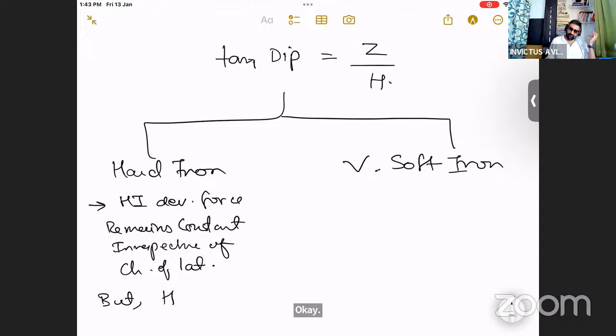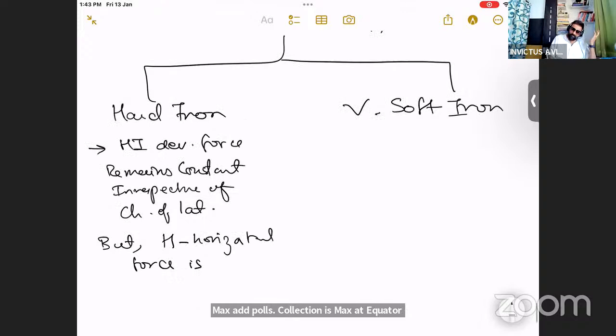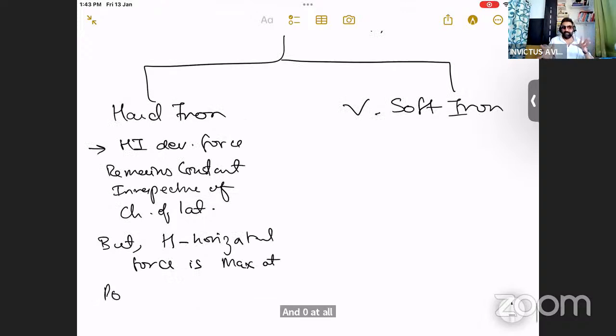H, that is horizontal force, okay, not the hard iron magnetism. Horizontal force is max at the equator, correction, and zero at the poles. So this has to impact our compass in some way.